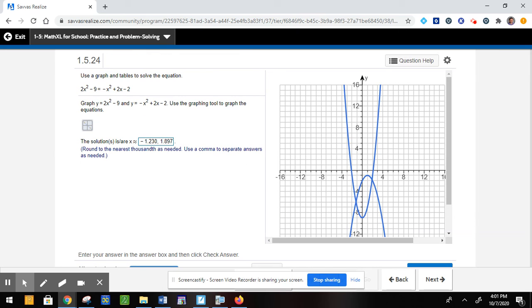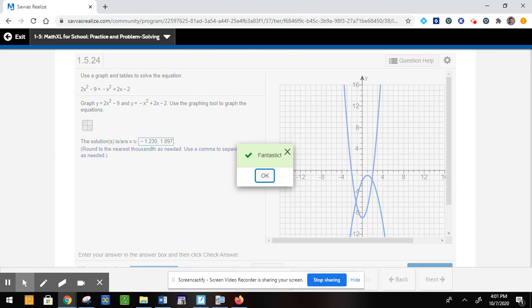All right, and then let's just check and make sure we're good. All right, so we're good. Yeah, so I would be using a graphing calculator to answer this. You can't actually eyeball it off of the graph that they're giving you there.